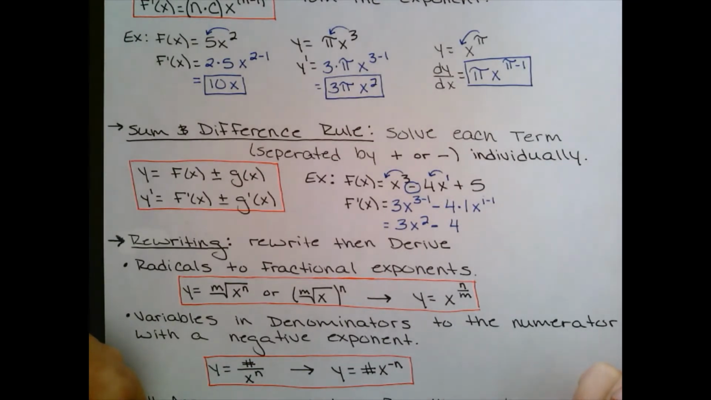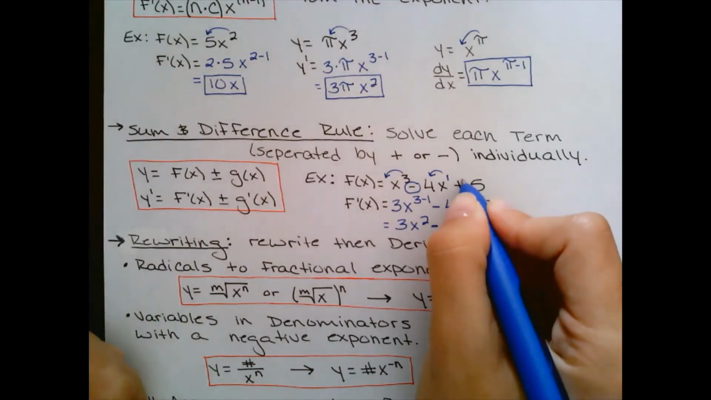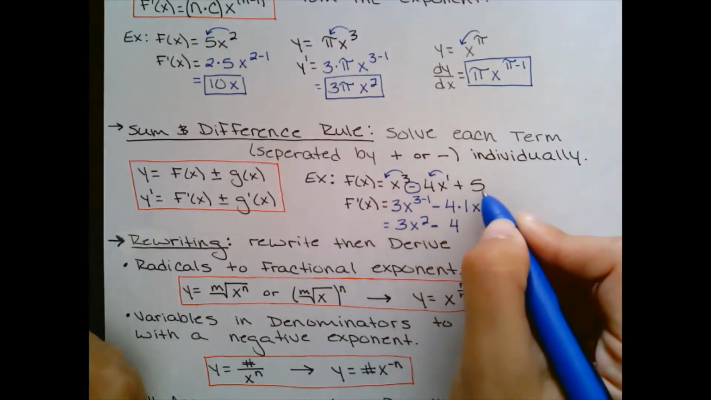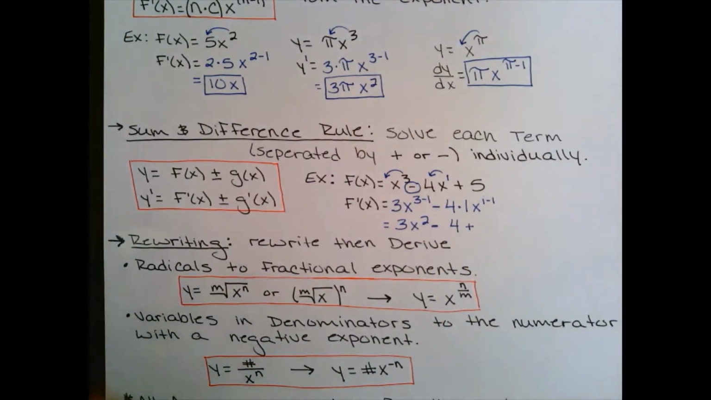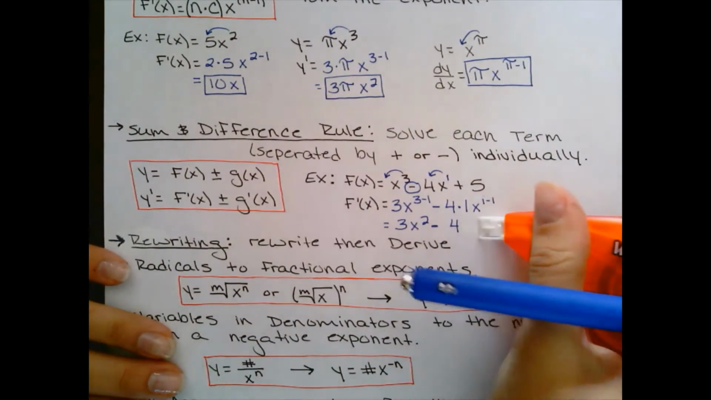Okay? And then lastly, I'm going to bring down the addition, right, and do the derivative of 5. 5 is just a number, so the derivative of 5 is just 0. Let me write this out for you, for those of you who need to see it.